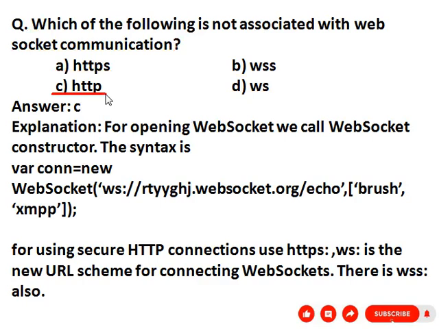For opening a WebSocket, we call the WebSocket constructor. The syntax is var connection equal new WebSocket in brackets ws colon slash slash echo dot websocket dot org slash echo, and in brackets the protocols. For using a secure HTTP connection, use HTTPS. WS is the new URL scheme for connecting WebSockets. There is WSS also.